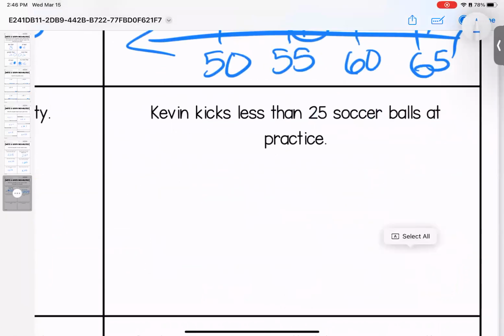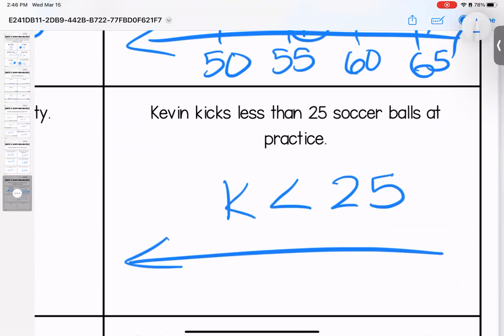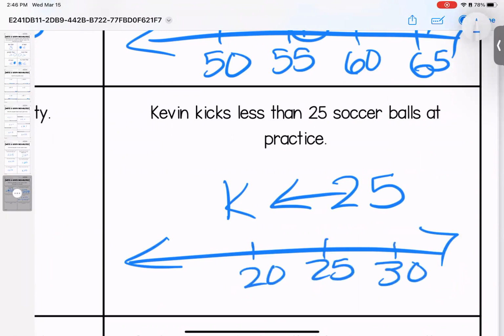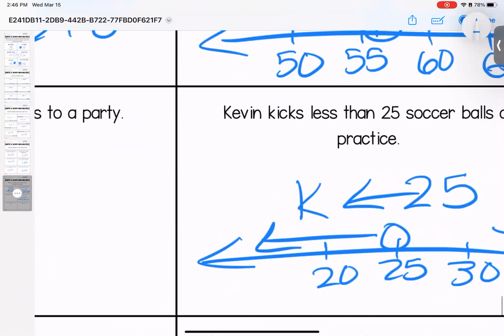Kevin kicks less than 25 soccer balls at practice. So if we come down here, our arrow is going to go this way. So let's do 20, 25, 30. I'm going to go to 25, open arrow going that way.